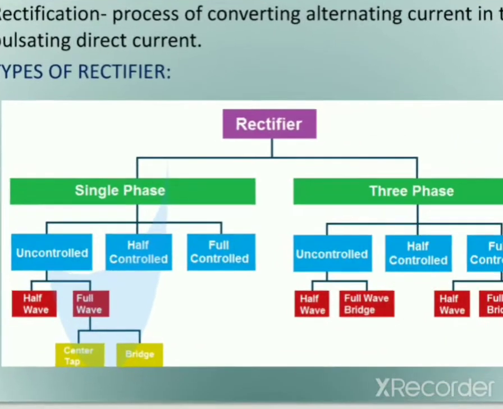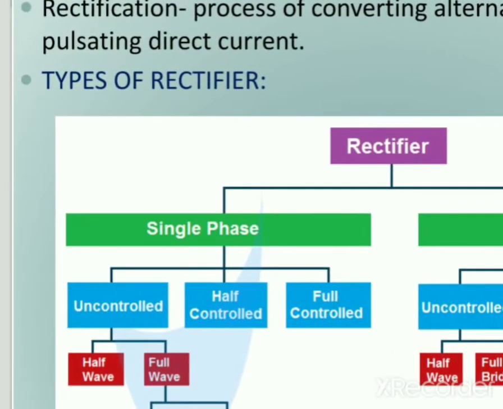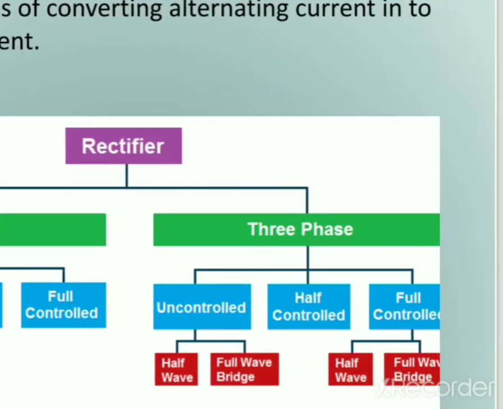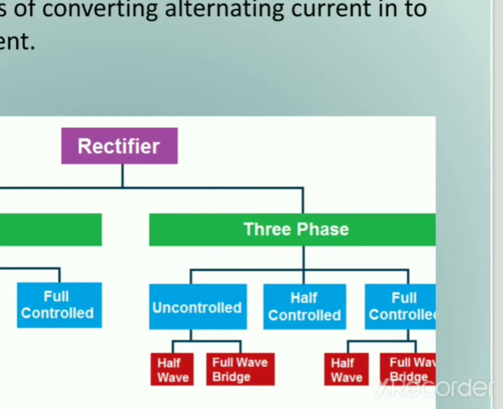So full wave rectifier in single phase is divided into center tap and bridge rectifier, whereas three phase is divided into uncontrolled, half controlled and full controlled rectifier. In uncontrolled rectifier, which is divided into half wave rectifier and full wave bridge rectifier, and full controlled is divided into half wave and full wave bridge rectifier.